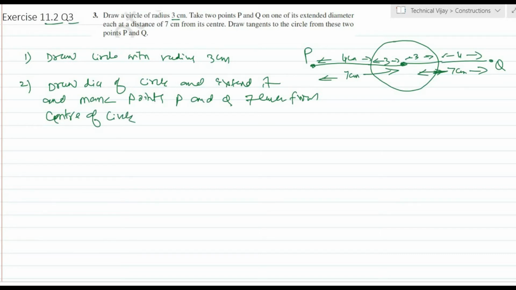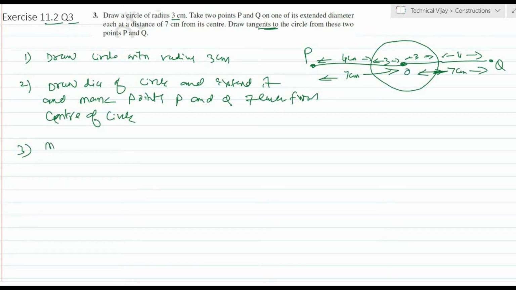Okay, so after that we have to make a bisector. That is because we have to draw the tangents to this circle from these 2 points. From this point and from this point we have to draw tangents. So to draw tangents, what do we have to do? So third step, that is PO. Let this be O.